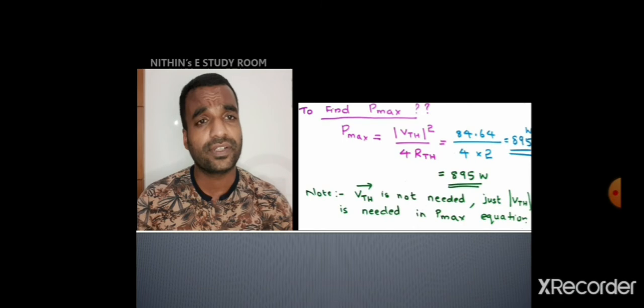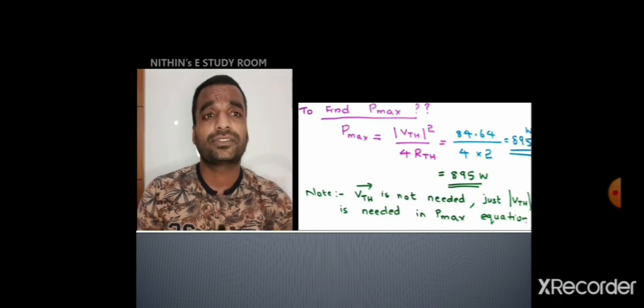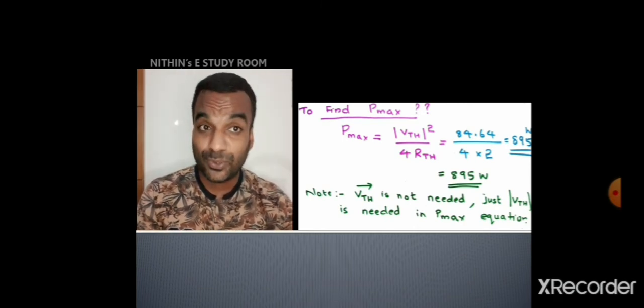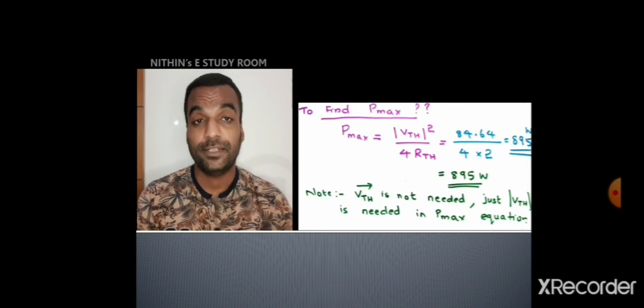And the note is very important. The vector VThevenin is not needed, just the magnitude of VThevenin is needed in the Pmax equation.